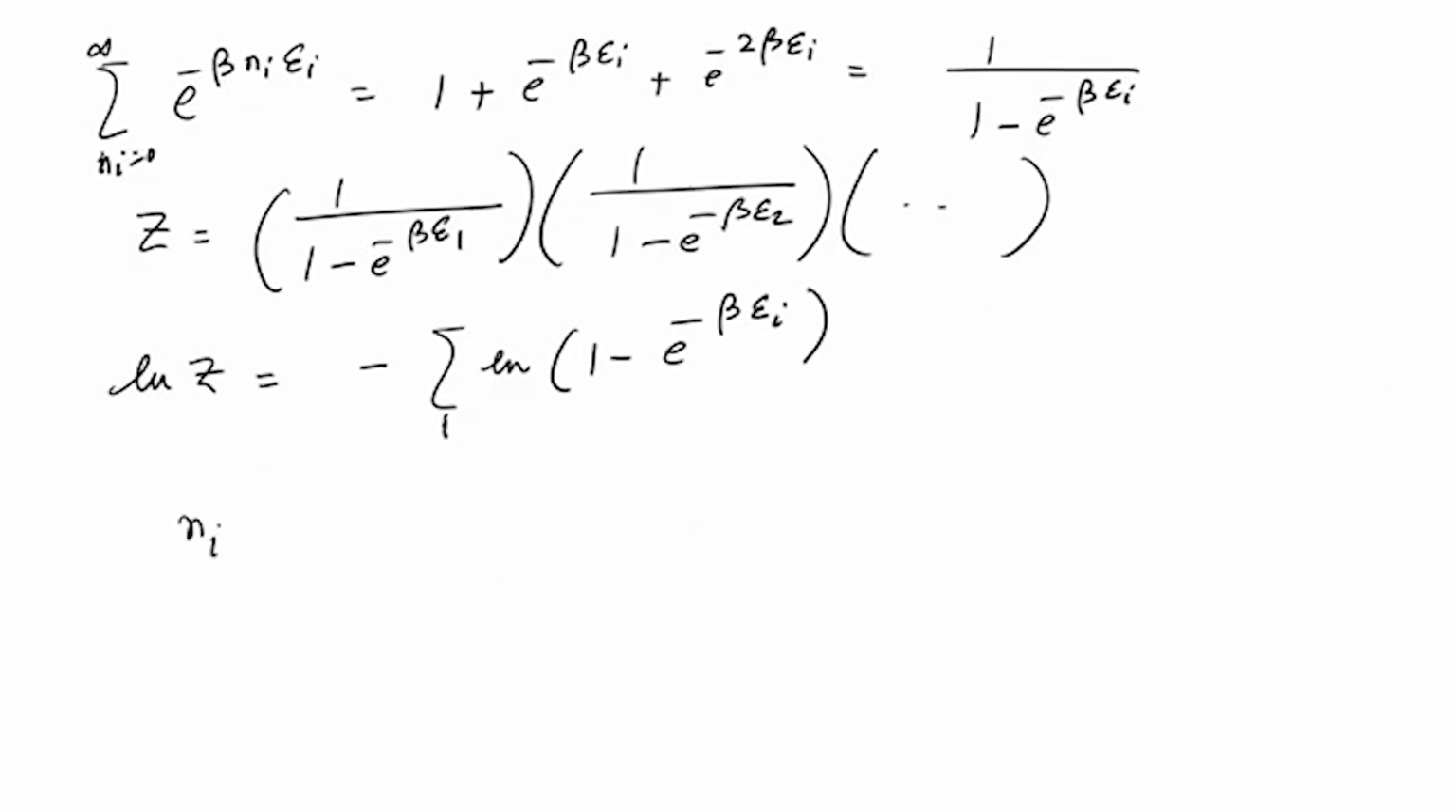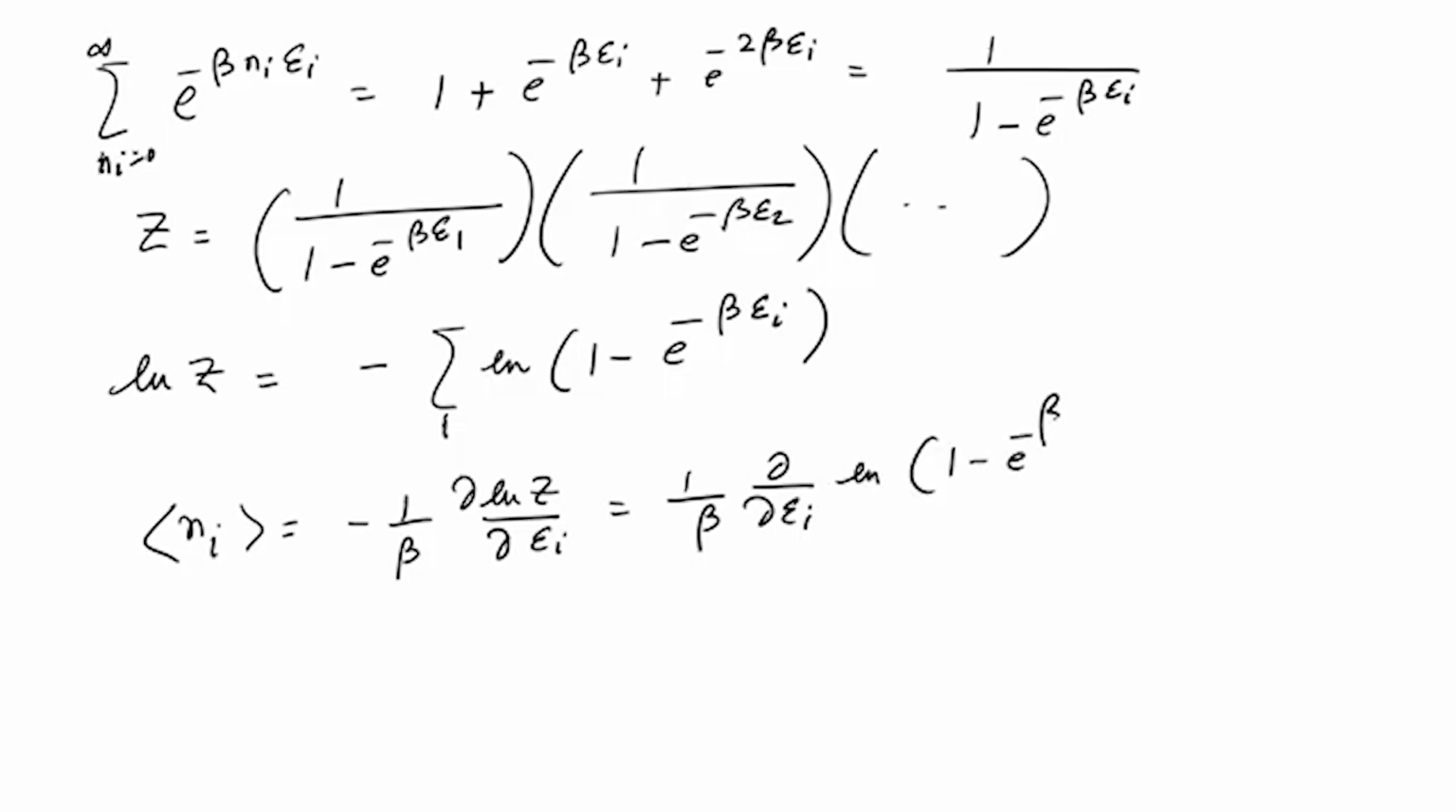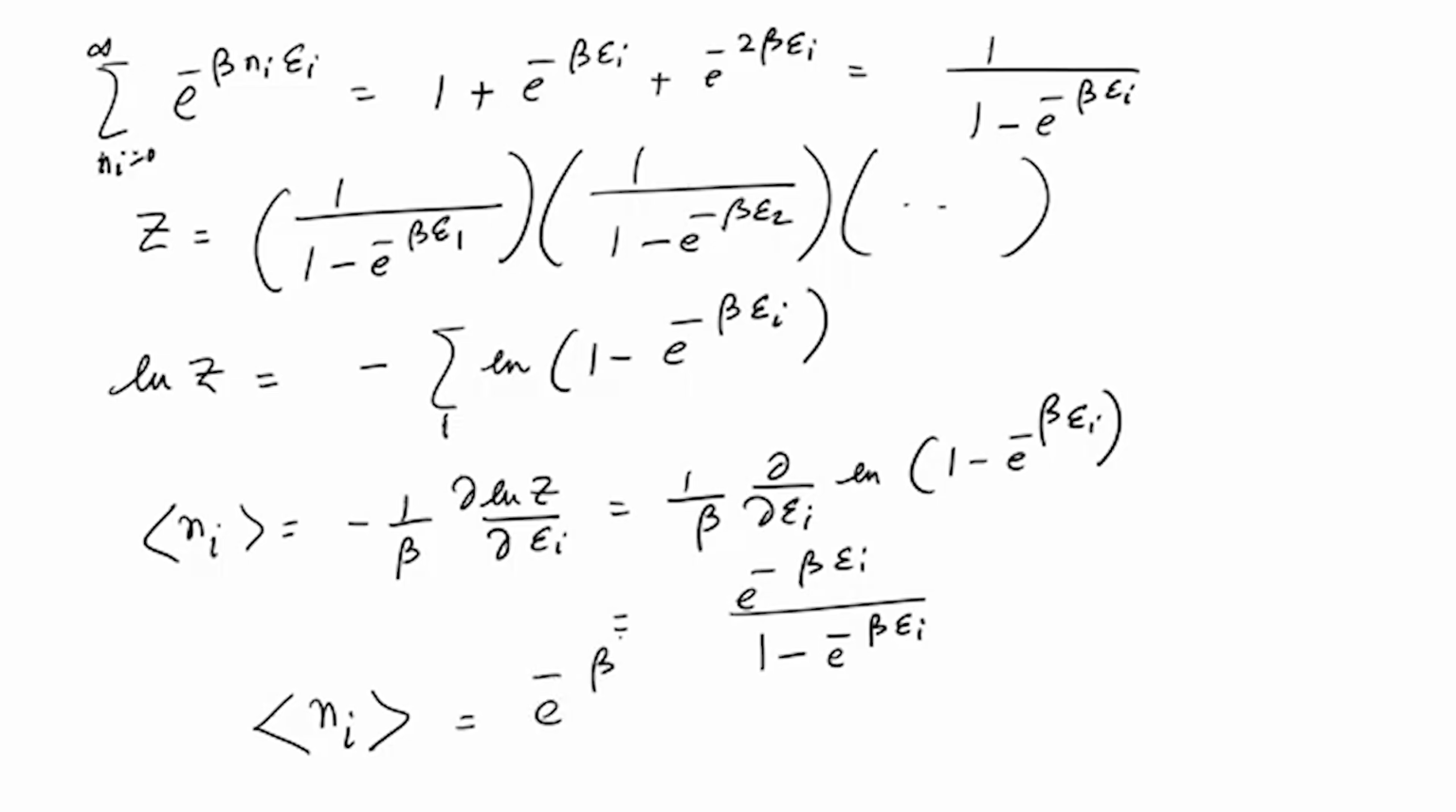So, we get again Ni average is equal to minus 1 by beta del ln Z del epsilon I, which is equal to 1 over beta del del epsilon I log of 1 minus exponential minus beta epsilon I, and this is just one line, it will give you exponential beta epsilon I divided by 1 minus exponential minus beta epsilon I. Okay. So, the photon statistics is this, and your Ni is equal to, you can simplify this by dividing numerator and denominator by exponential minus beta epsilon I. So you get 1 over exponential beta epsilon I minus 1, and this is called the photon statistics.